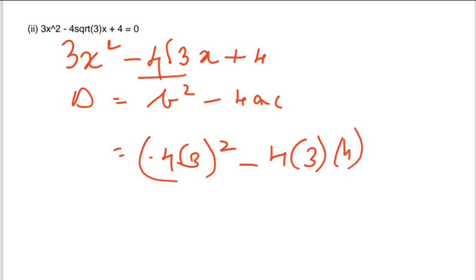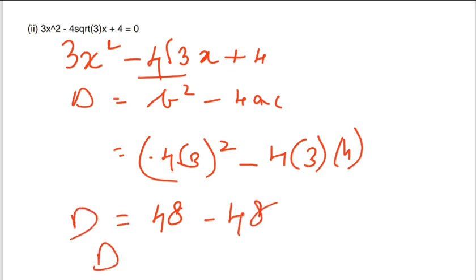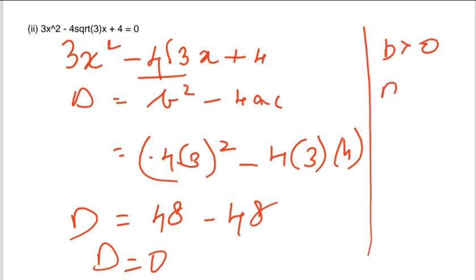So minus 4 root 3 the whole square is 16 into 3, 48. So 48 minus 4 times 3 is 12, 12 into 4 is 48. So the discriminant is equal to 0. According to our conditions, d is greater than 0, d is equal to 0, and d is less than 0. So the second condition is satisfied.